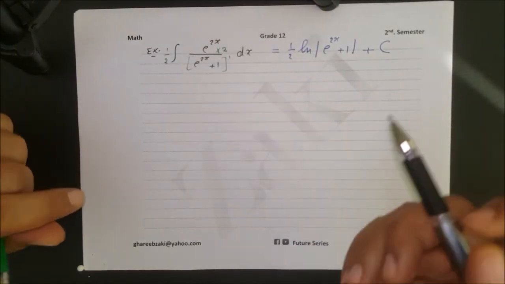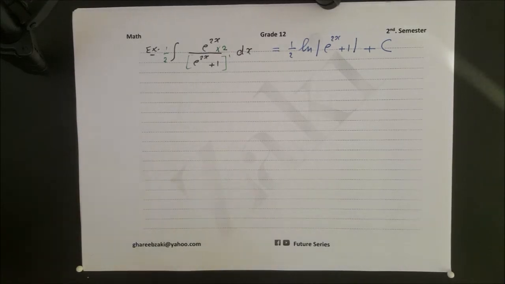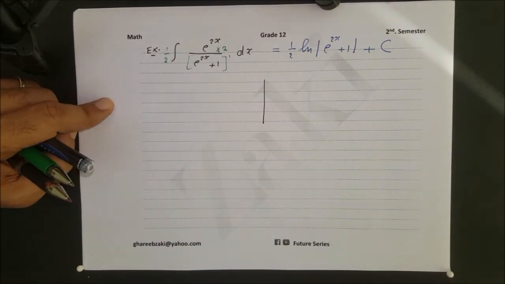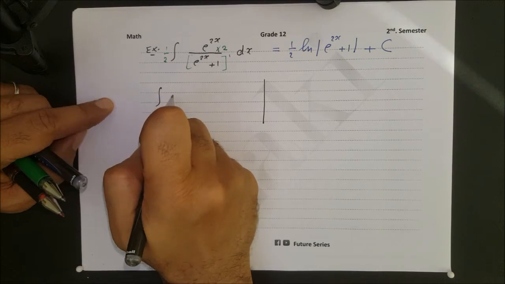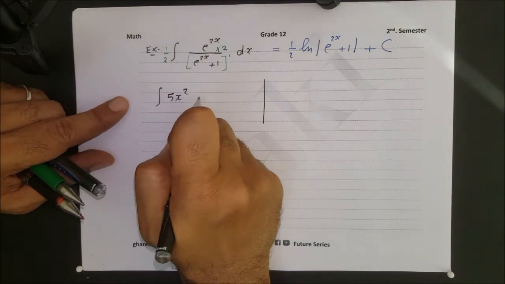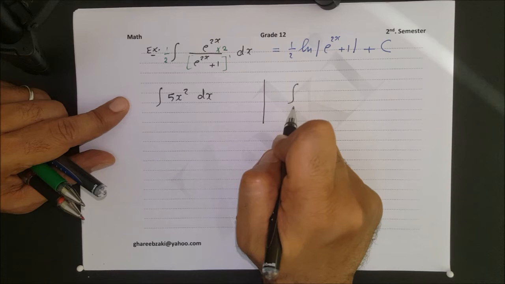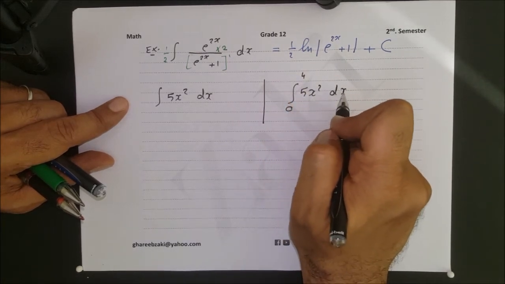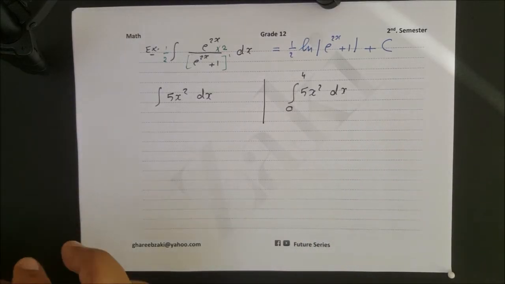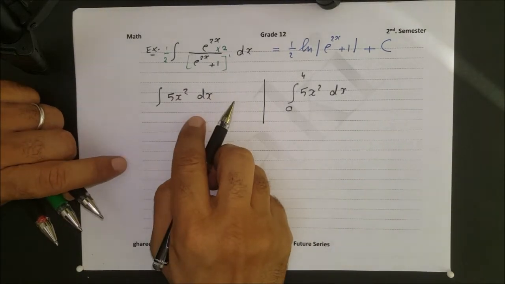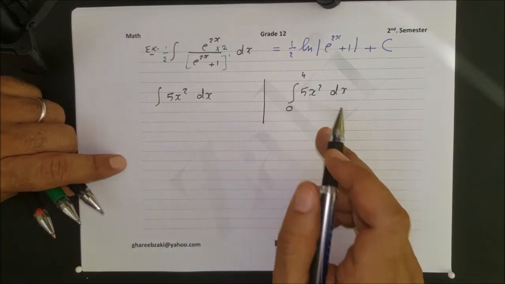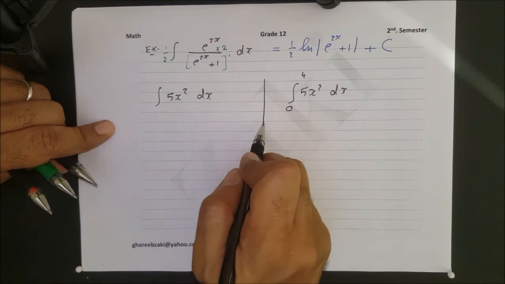Because it's indefinite integration. Now we need to remember what is the difference between indefinite integration and definite integration. For example, integration of 5x squared dx and integration from 0 to 4 of 5x squared dx. What is the difference between the two types? This type is called the indefinite integration. This type is called the definite integration. Now we need to solve both of them.